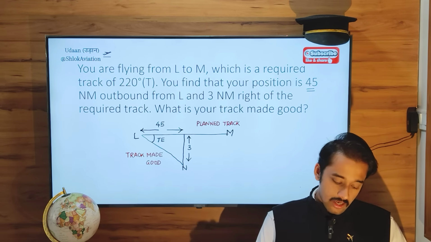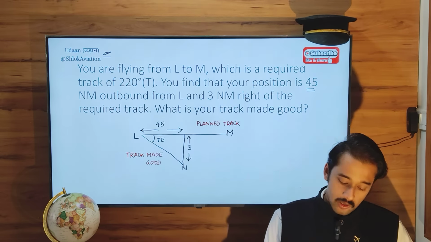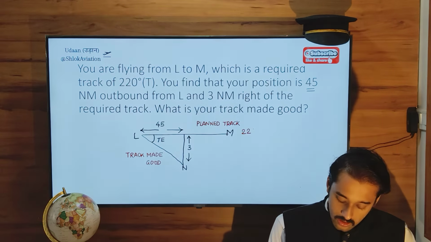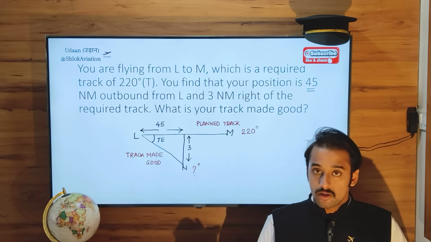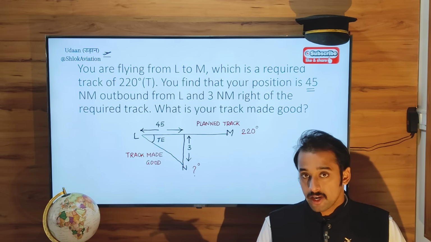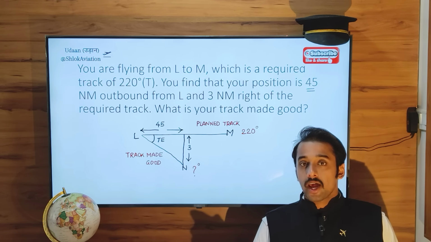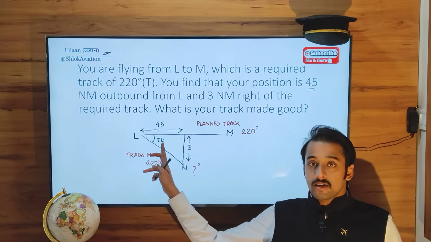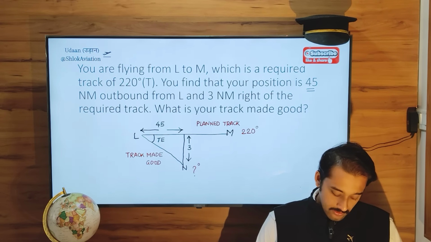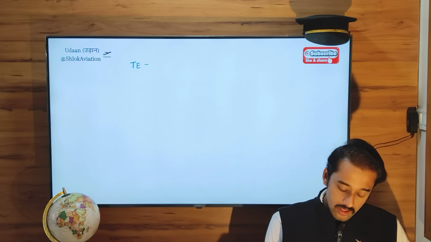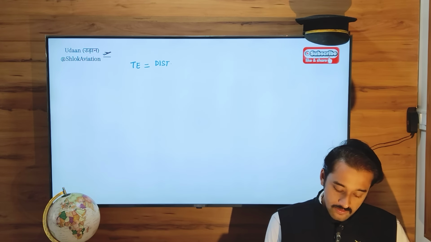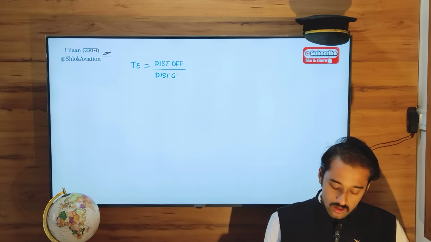Now LM, the required track direction, is 220 degrees. You have to find the direction of track made good. Now to find the direction of track made good, you must first know the value of track error. So let's find that out. Track error equals distance of track divided by distance gone into 60.